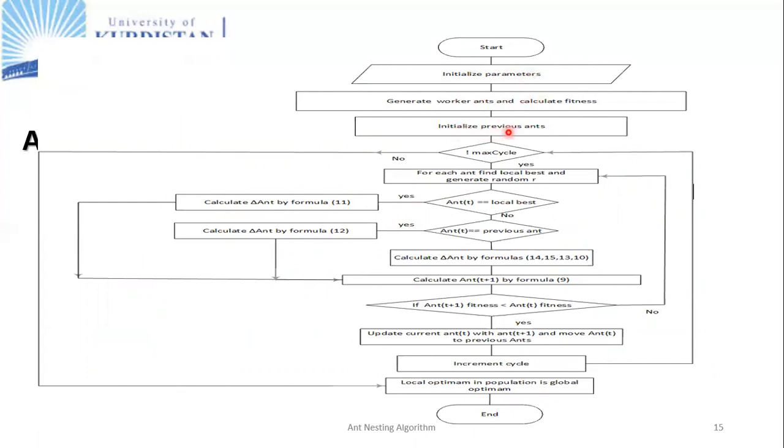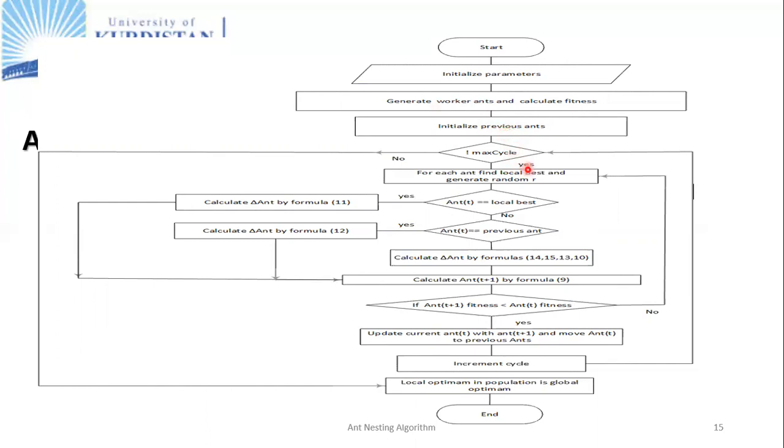So initialize previous: in the first iteration, initialize previous equals initial worker ants. So the values of initial worker ants equal the previous ants. That's only for the first iteration. Then in the second iteration, the change will happen, and this would not be applied in the second iteration.